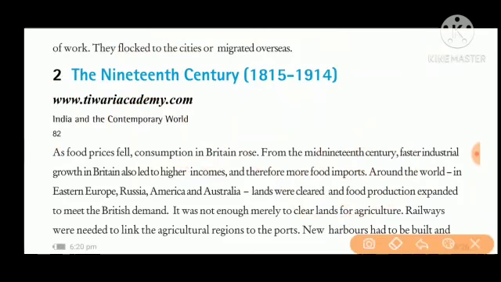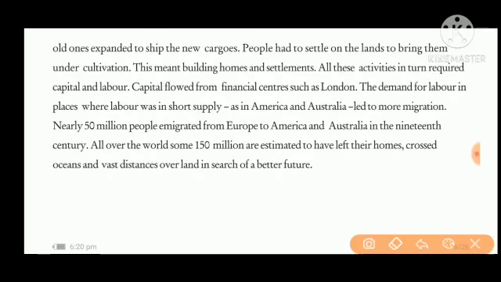Now, it was not enough merely to clear lands for agriculture. Railways were needed to link the agricultural regions to the ports. So for this, new harbors had to be built and old ones expanded to ship the new cargoes. People had to settle on the lands to bring them under cultivation. This meant building homes and settlements.